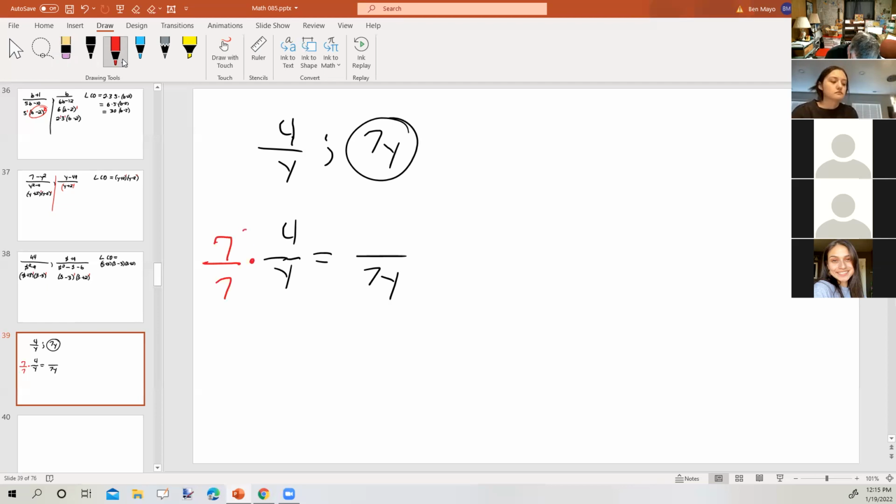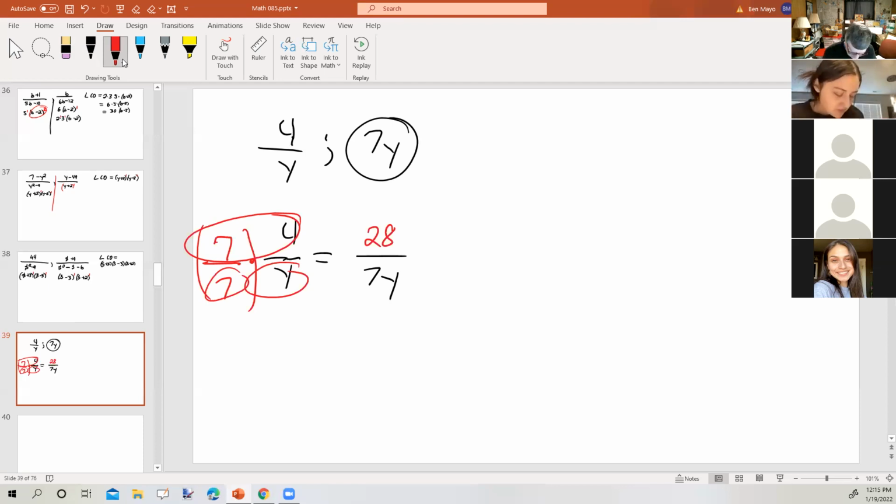Because I can multiply by 1, okay? But I can't just randomly come in and multiply by anything other than 1. So my new numerator becomes 28. Whatever I multiply the denominator by, I must also multiply the numerator by. Oh, okay, that makes sense. Yeah, you've heard that before.